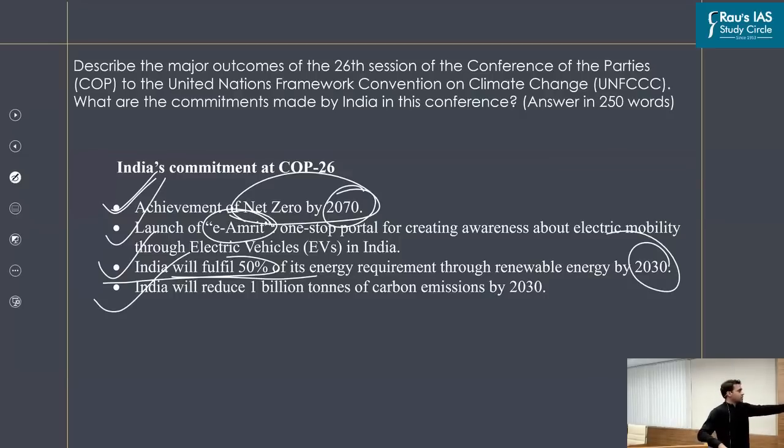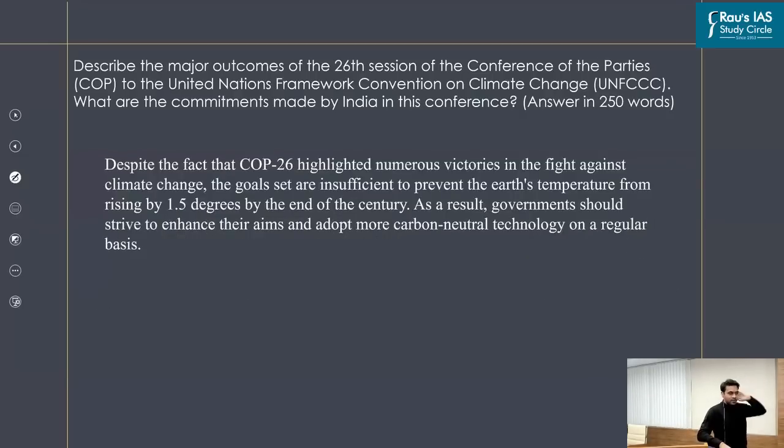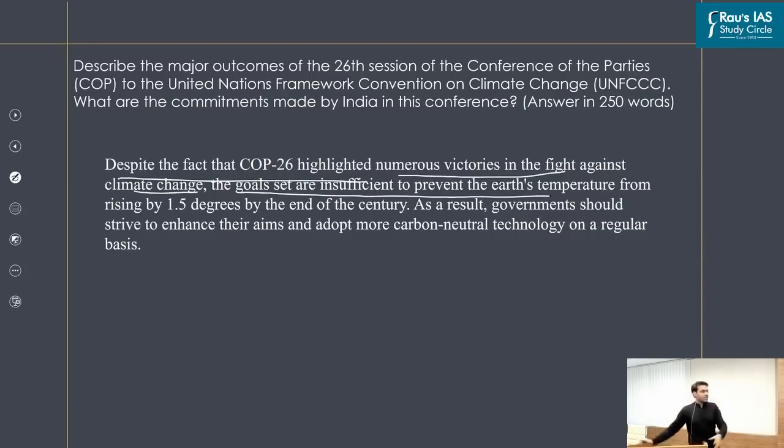All right. So these were the two portions of the body part. When it comes to the conclusion, we discuss that now, setting the tone in the introduction about the expectation, then actually what had happened in the Glasgow. And now, despite the fact that COP26 highlighted numerous victories in the fight against climate change, the goals set are insufficient to prevent Earth's temperature from rising by 1.5 degrees by the end of century.